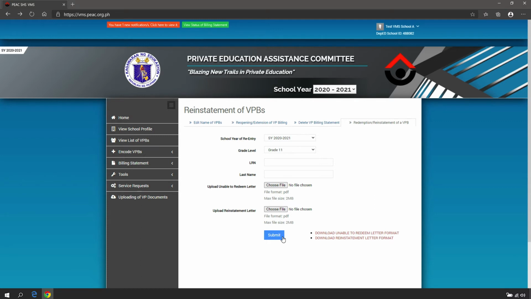Reinstatement is for a VPB who stopped schooling in grade 11 due to health reasons or death of a parent or guardian and would like to continue as a VPB in grade 12. A template for both letters may be downloaded from the system.